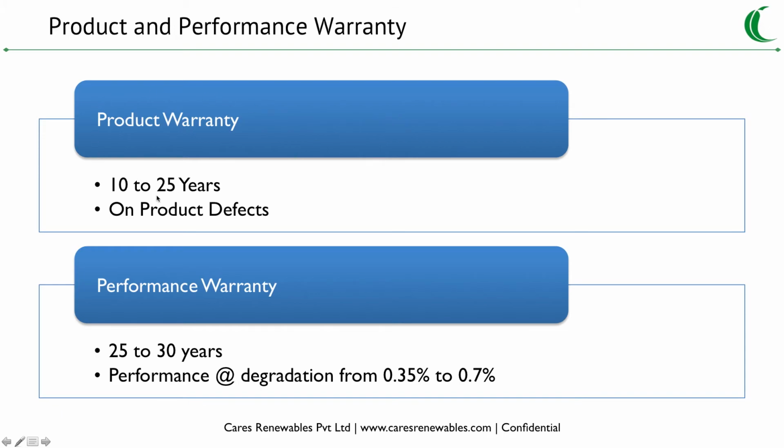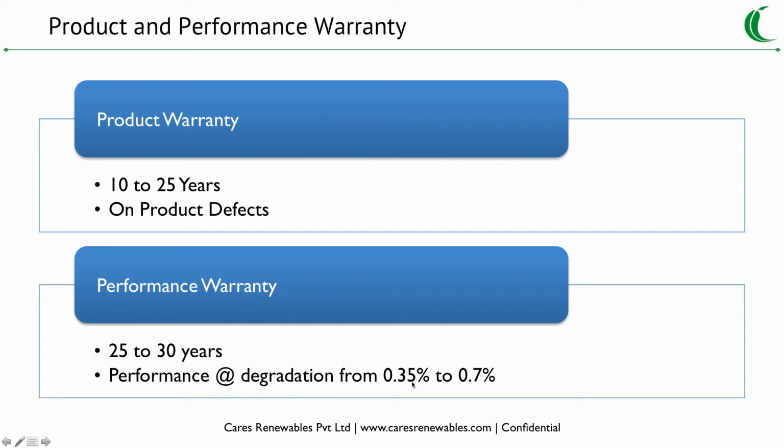So any module which has a product warranty of 10 years and let's say a performance warranty of 25 years, and let's say in the 11th year that module has a discoloration or breakage, and because of it its performance went down, you can't actually claim it under performance warranty because it's a product defect which happened after 10 years. If the module is intact and there is a performance defect, that's where you can claim performance warranty. So product warranty is always better than performance warranty.